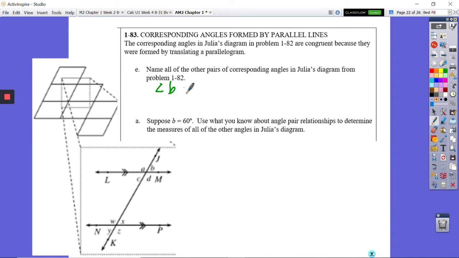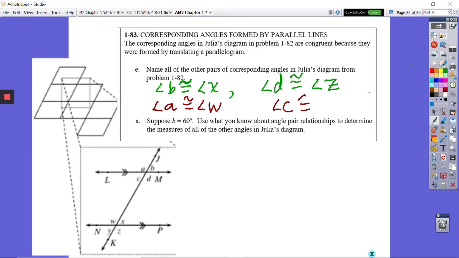So we have angle B, and I'm just going to write congruent between the ones that are congruent, angle B and angle X. We have angle D and angle Z. My congruent sign is terrible. I'm going to switch colors now. So that's the two on this side. We have angle A with angle W and angle C with angle Y.